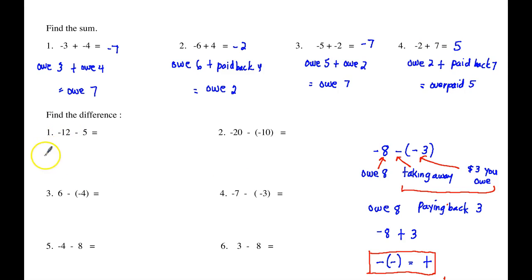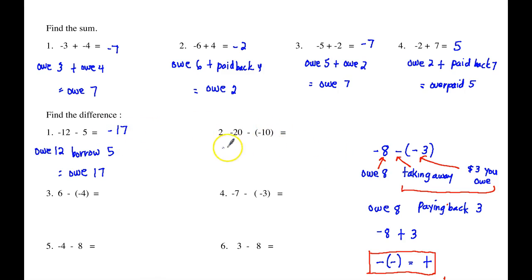See this one, negative 12. So negative 12, you owe $12 and then minus, so that means you're borrowing some more money. So you borrow $5 more. So how much do you owe now? You owe $17, because 12 and 5 altogether is 17. So owe 17, that means in math negative 17.